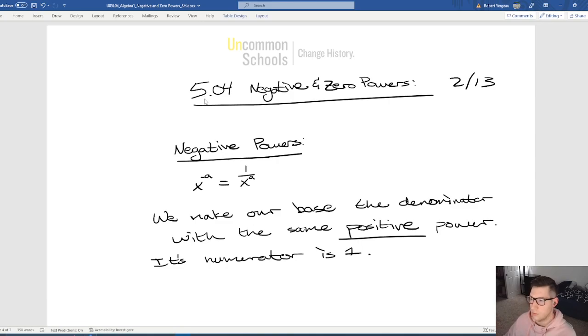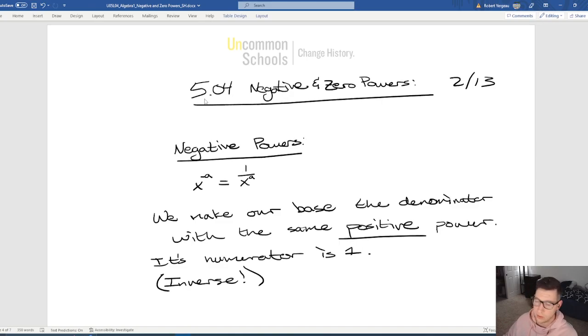Anytime we see this, we essentially take the inverse. When we see it like this, again, think inverse. We're going to put that in parentheses down here: think inverse. It should be yelling at us. So we make our base the denominator with the positive power, and its numerator is 1. Let's take a look at an example.